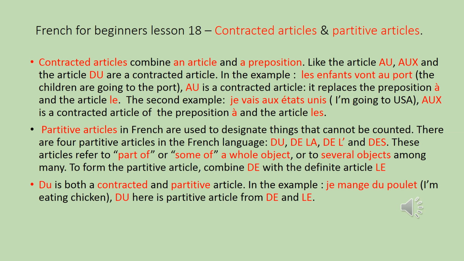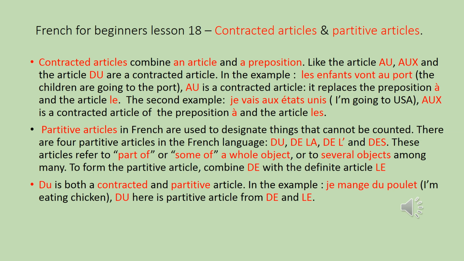Let's get to the partitive part of this lesson. The partitive articles in French are used to designate things that cannot be counted, when you are taking part of something. There are 4 partitive articles in the French language. You have du, then you have de la. So that is du. Repeat after me. Du.